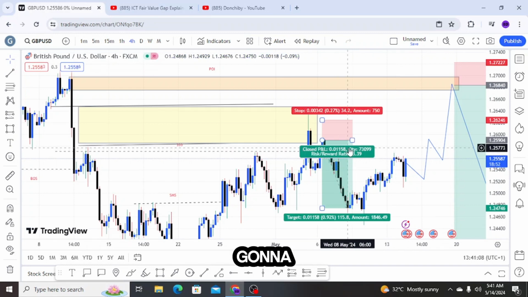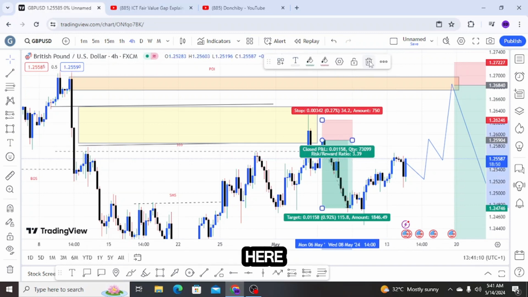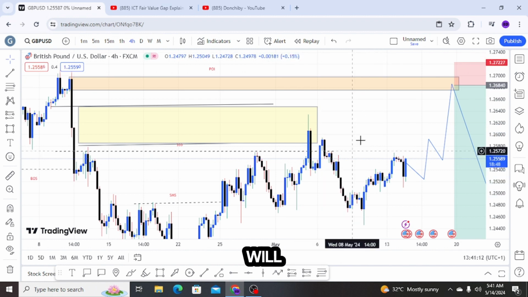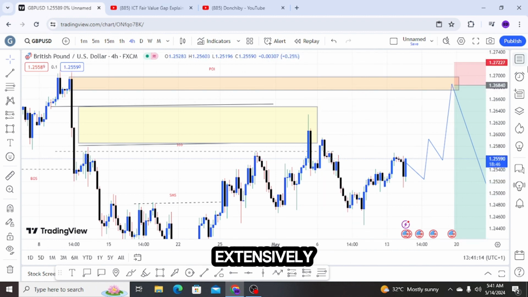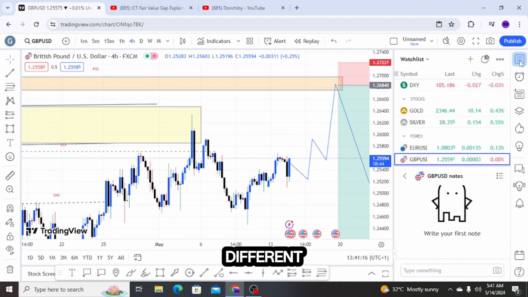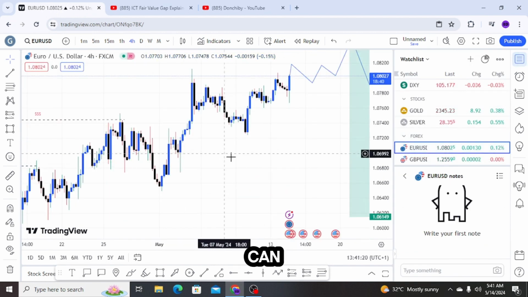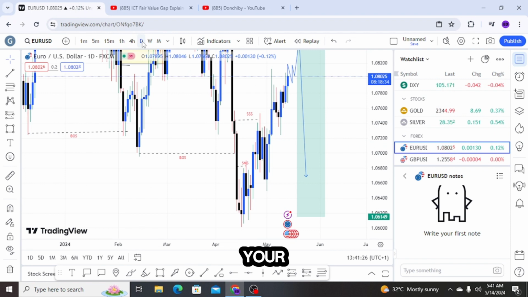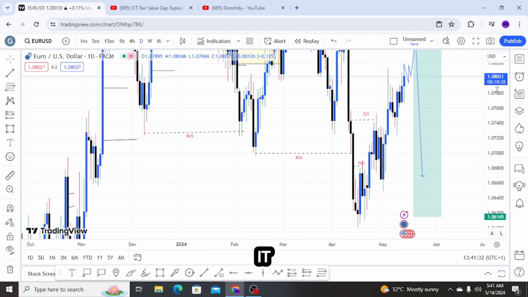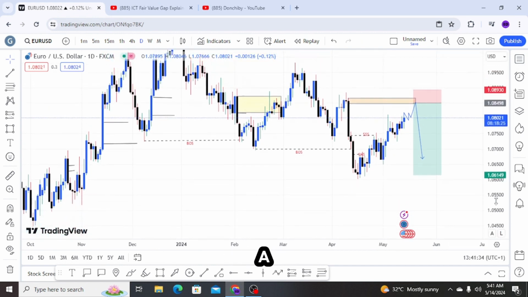So I'm going to stop right here. Let me not make this video too long. I will do a video extensively showing you different points and where I will use it for my entries, so you can see it clearly. But for now, just get the idea, and go to your chart to identify these points and know how to use it for your entries. It can work as a support zone, it can work as a resistance zone.